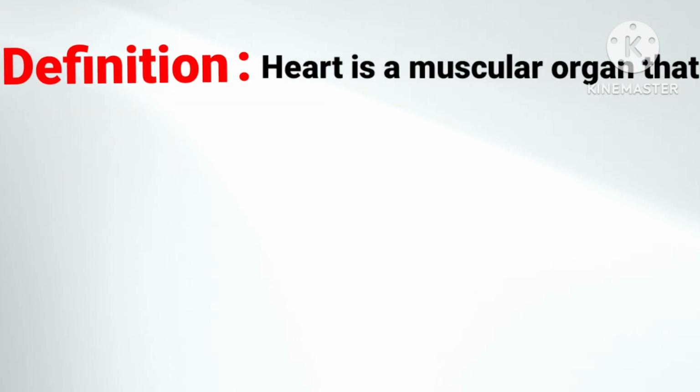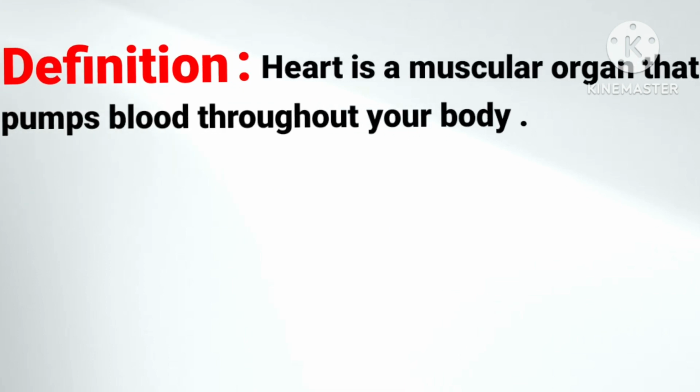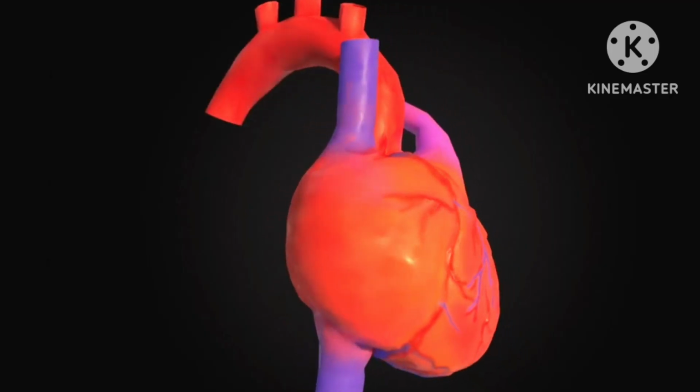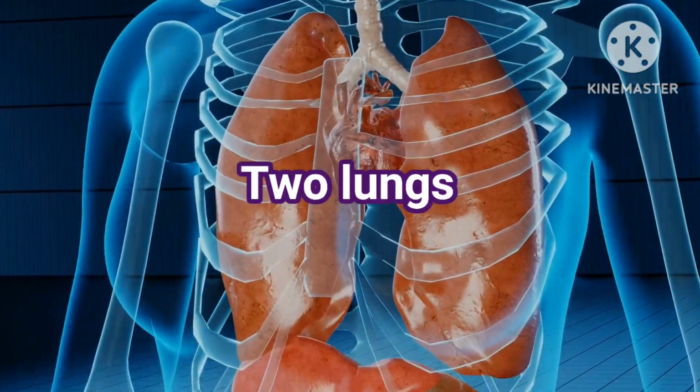Definition: the heart is a muscular organ that pumps blood throughout your body. Its size is described as about the size of your fist. It's situated in between the two lungs in the mediastinum.